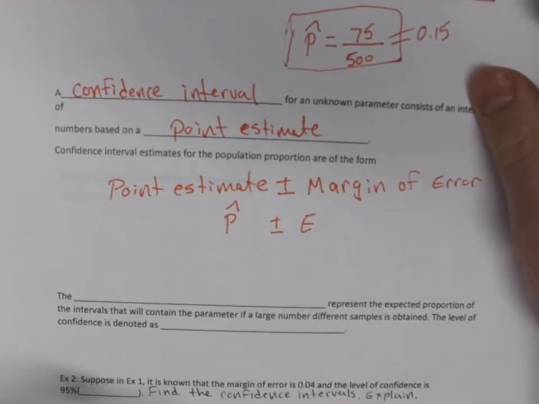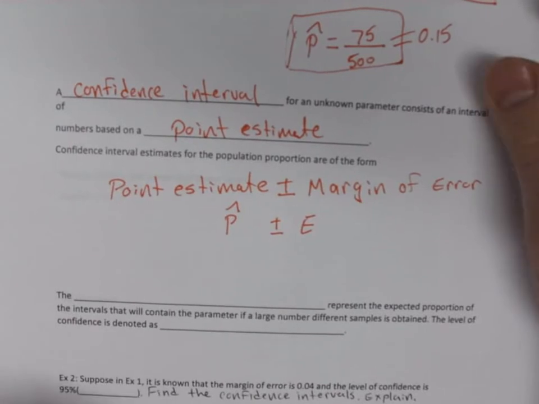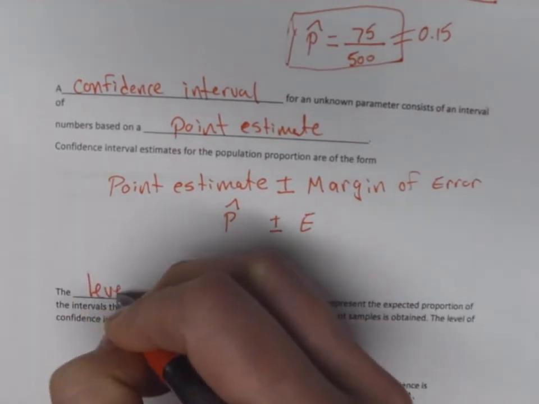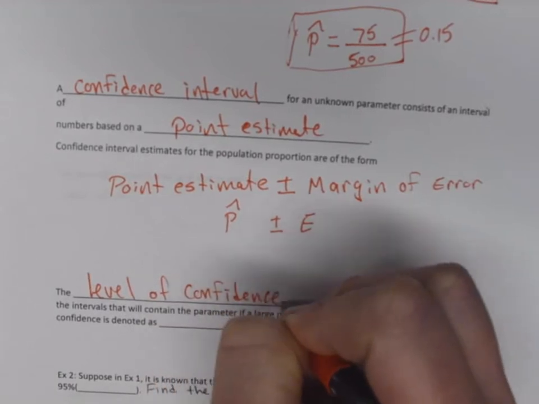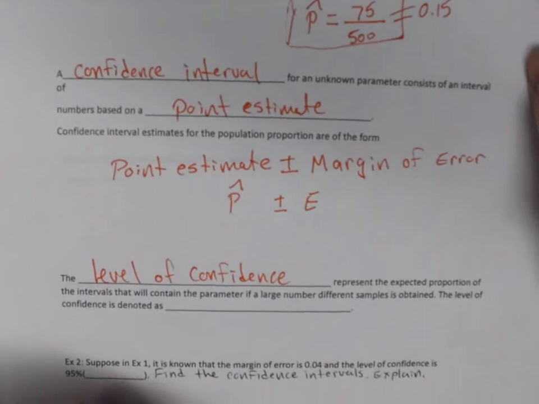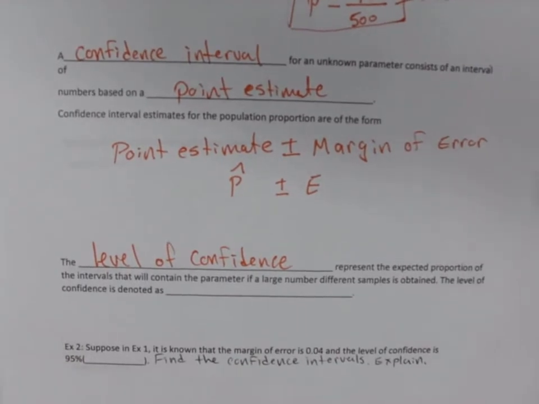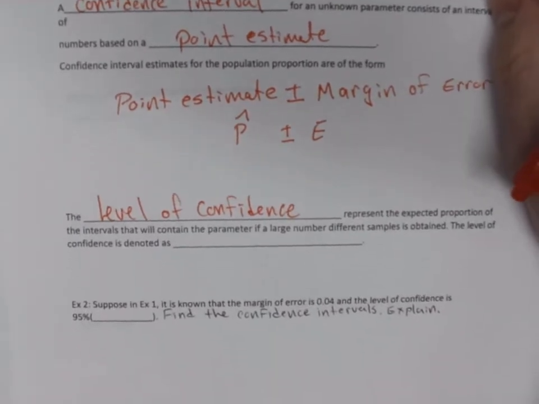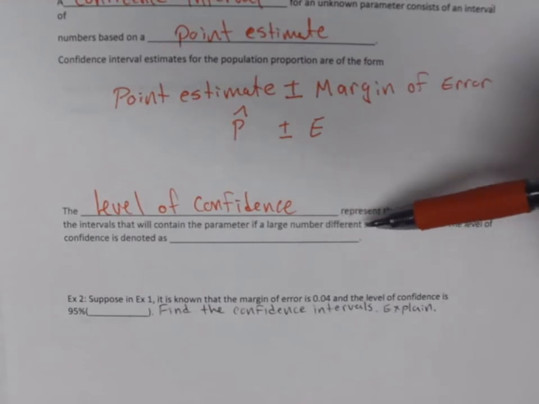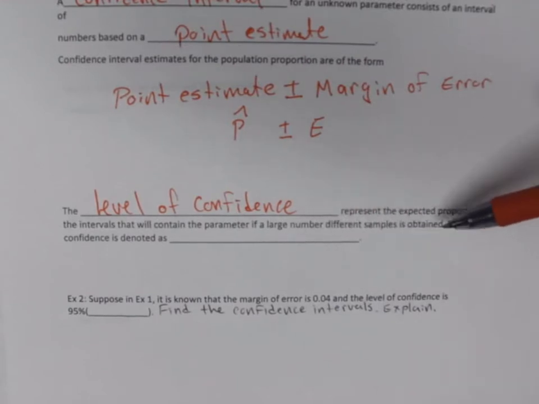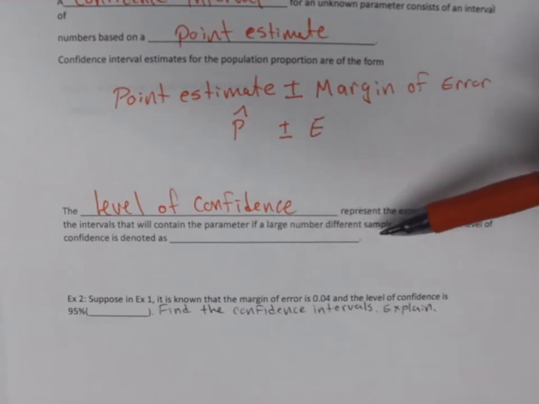All right, next, the blank. So here, the level of confidence. The level of confidence. So I talked about level of confidence in the video about Z alpha over 2. So if you haven't watched that, please go back and watch that because we will be calculating Z alpha over 2 for this whole section. The level of confidence represents the expected proportion of intervals that will contain the parameter if a large number of different samples is obtained. So that's important, a large number of different samples.